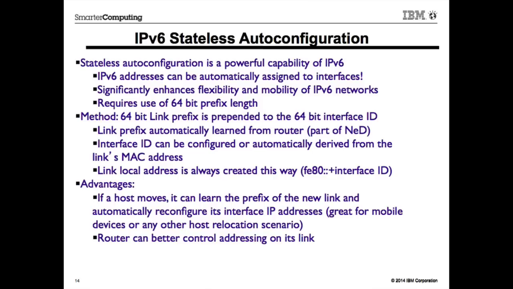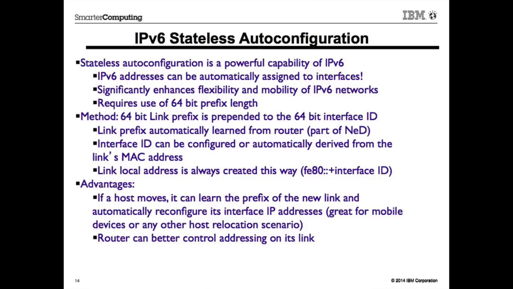You put those two together to generate automatically configured IPv6 addresses. Now, the link prefix is learned from the router as part of neighbor discovery, and the interface ID can be configured on the host, or it can be automatically derived from the link's MAC address. And then there's always a link local address, which is always created because the link local prefix is always FE80. So you add that to the interface ID, you have the link local address for an interface.